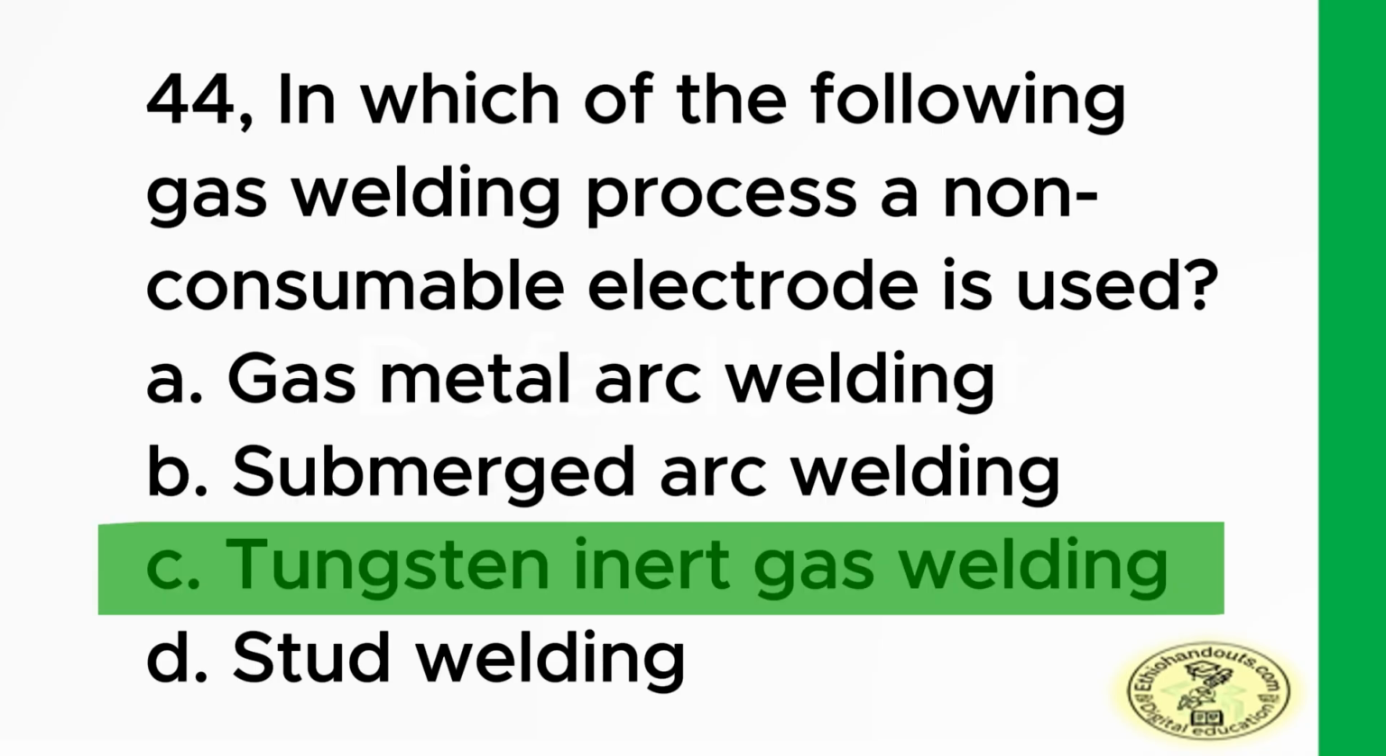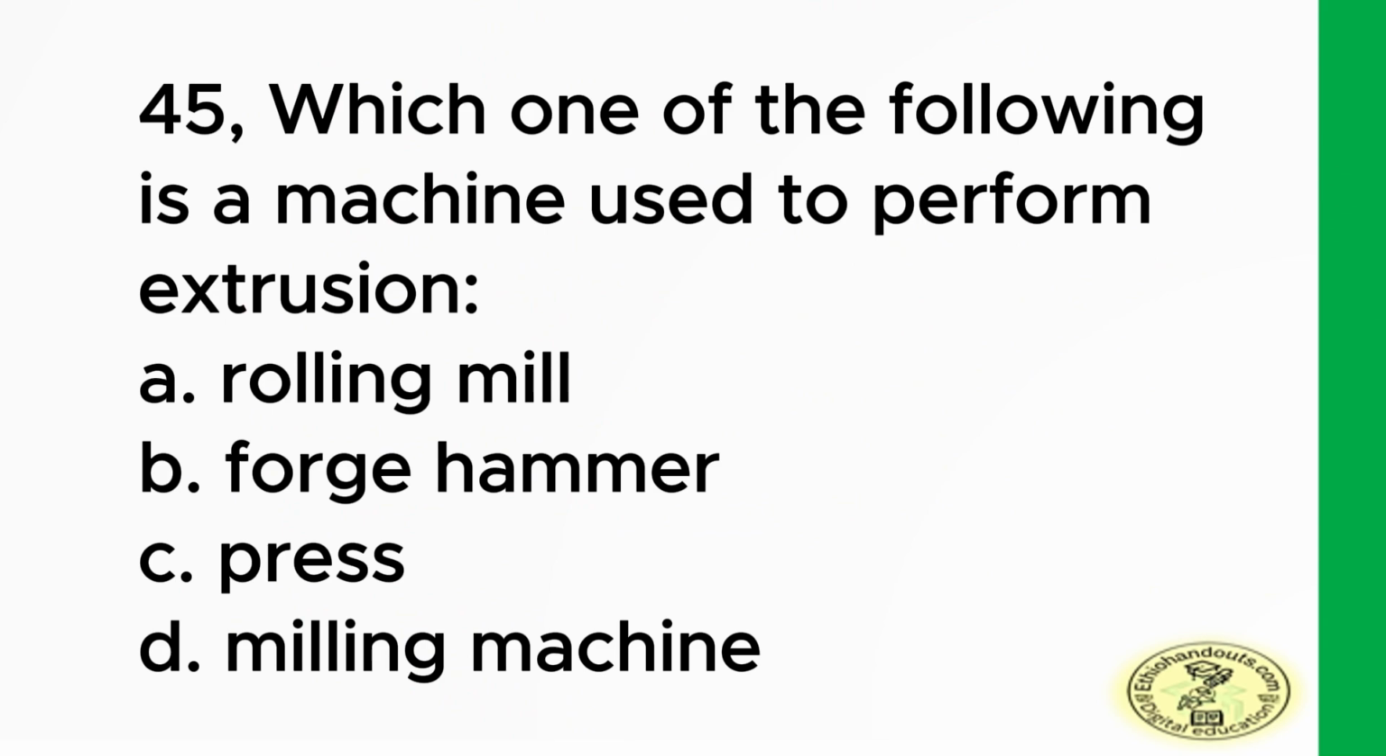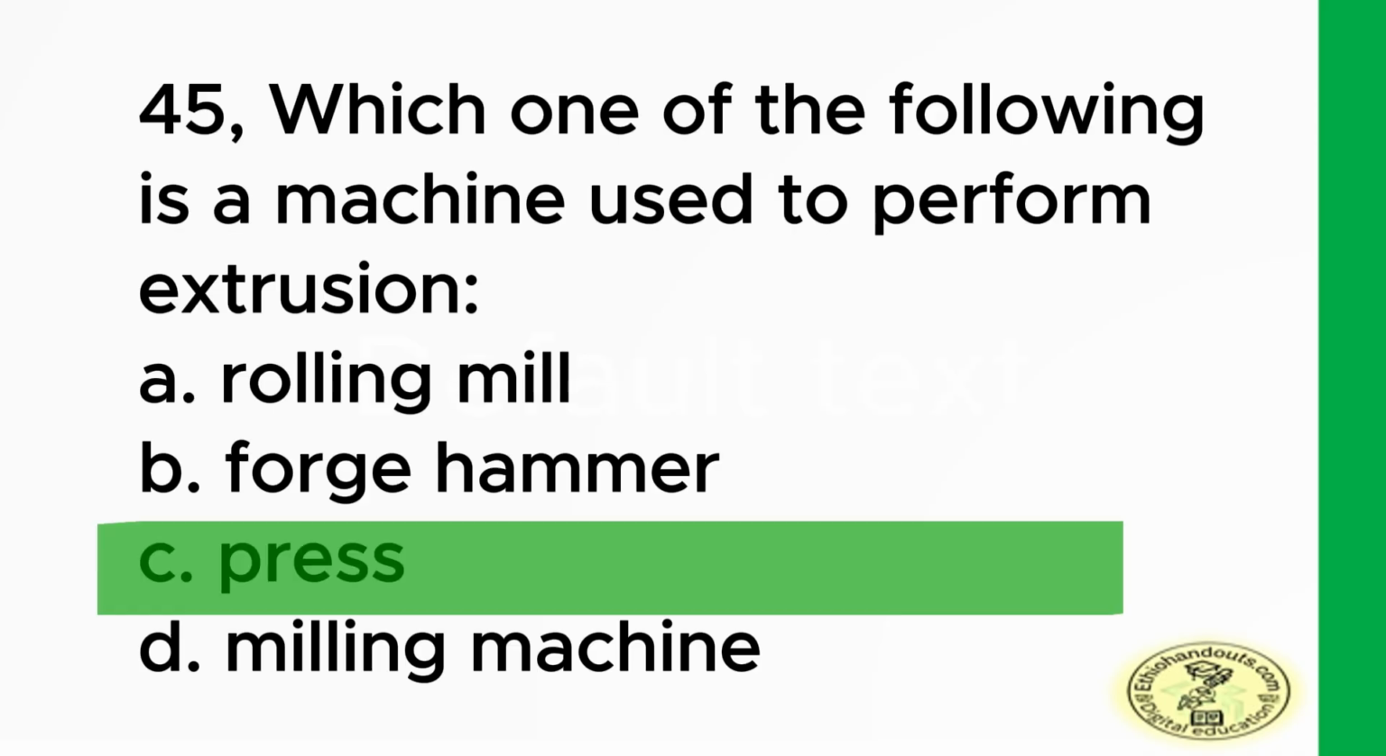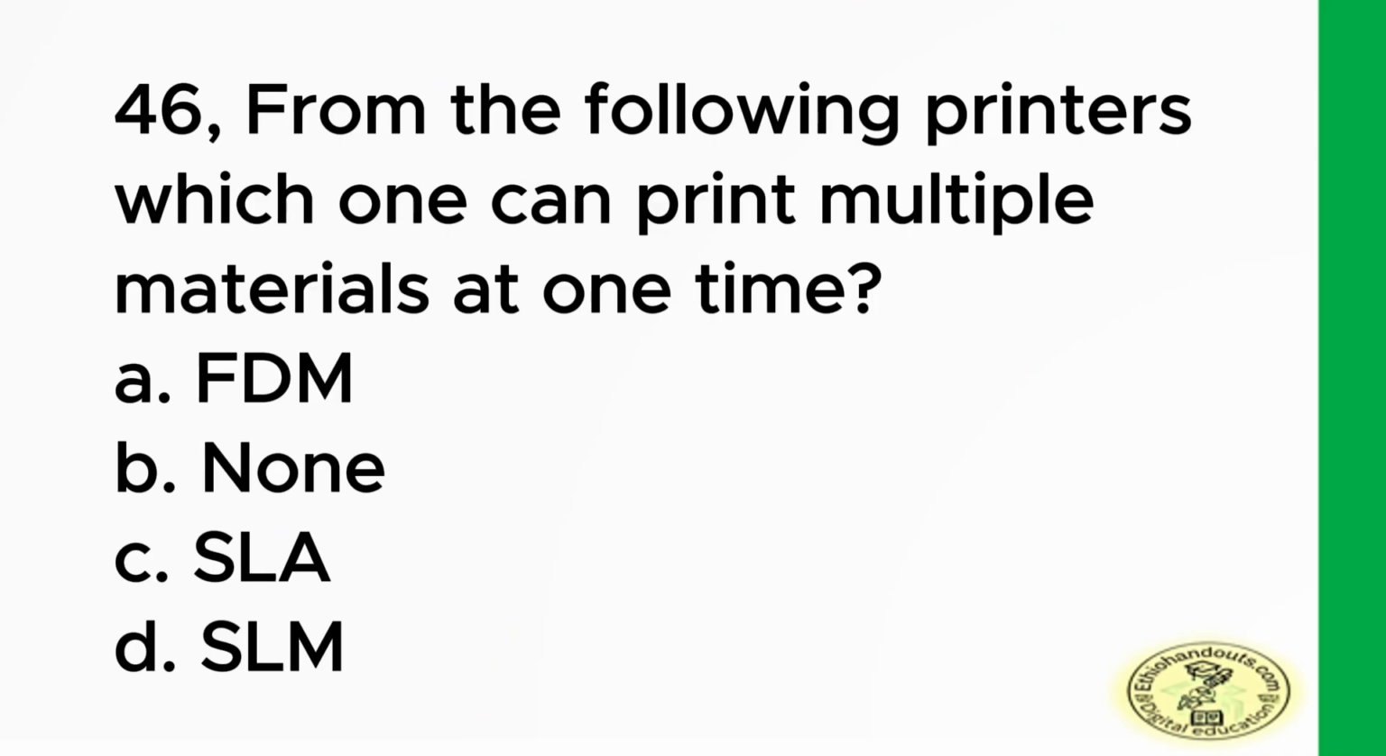The correct answer is C. Tungsten inert gas welding. 45. Which one of the following is a machine used to perform extrusion? A. Rolling mill. B. Forge hammer. C. Press. D. Milling machine. The correct answer is C. Press. 46. From the following printers which one can print multiple materials at one time? A. FDM. B. None. C. SLA. D. SLM.